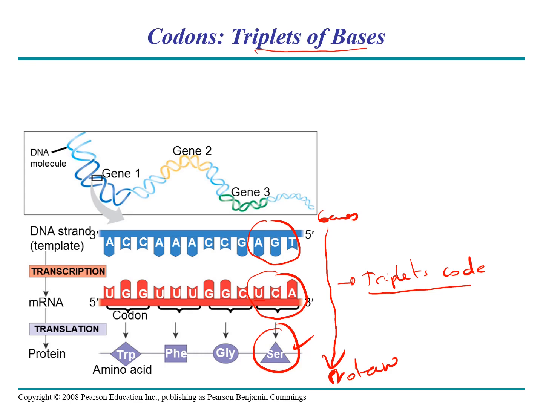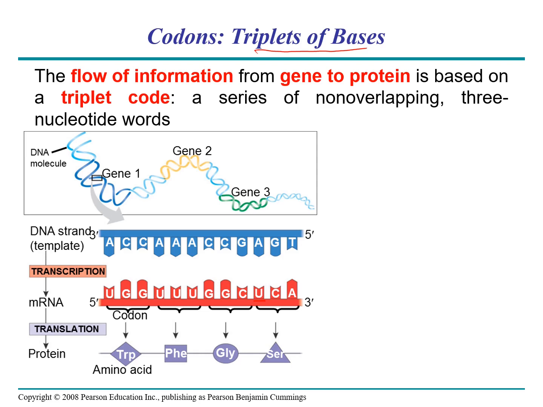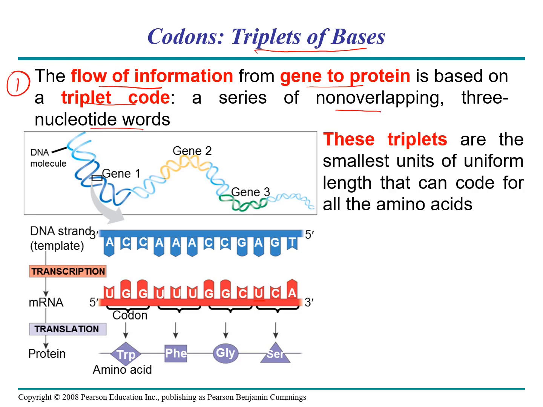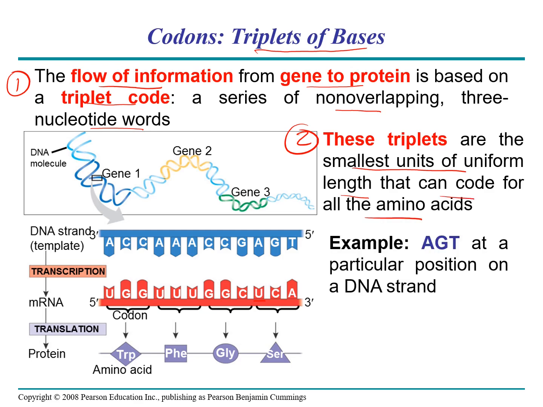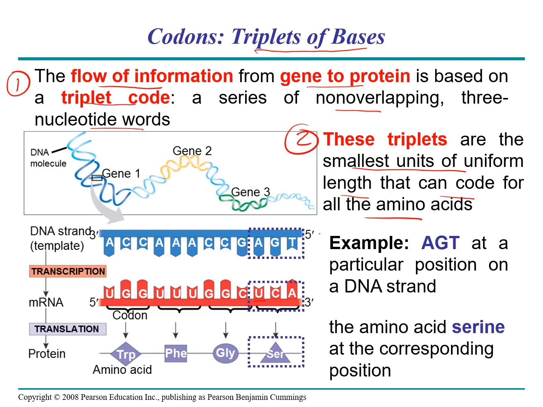So let's recap all the things that I just said to you. I told you that the flow of information goes from gene to protein and is based on a triplet code, and that is a series of non-overlapping 3-nucleotide words. This is the first thing that I want you to remember, and that these triplets are the smallest unit of uniform length that code for an amino acid. And I showed you this example that produces serine, going from template strand to codon and then into an amino acid sequence.